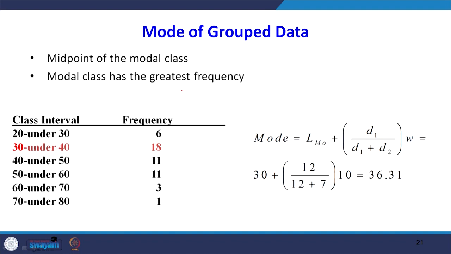See, 30 plus, D1 is nothing but 18, the mode interval frequency, and then the previous frequency is 6. So 18 minus 6 is 12, divided by D1 which is 12, plus D2, the difference between 18 and 11, that is 7. So 12 plus 7, multiplied by the width, which is 10. So 36.31 is the mode of a grouped data.